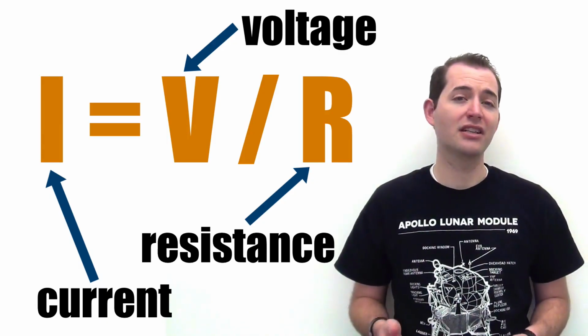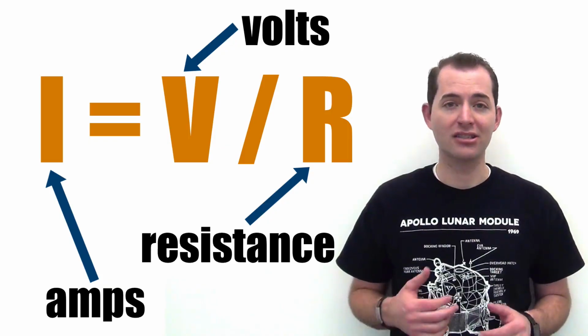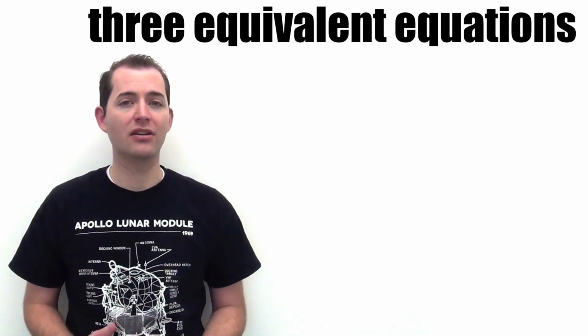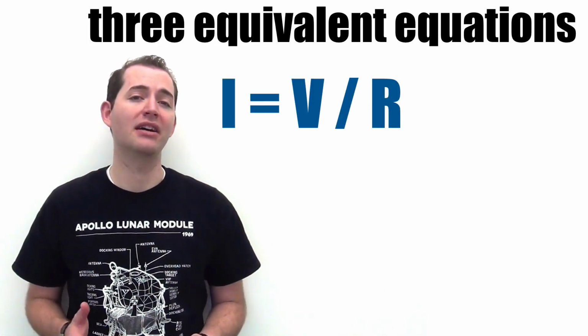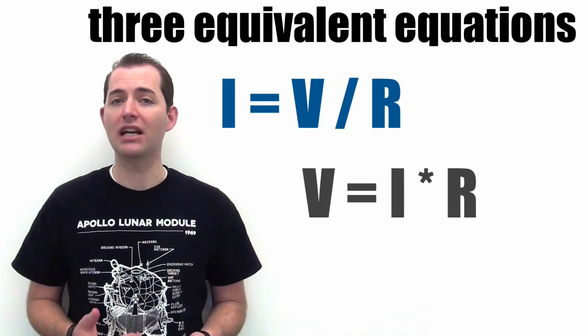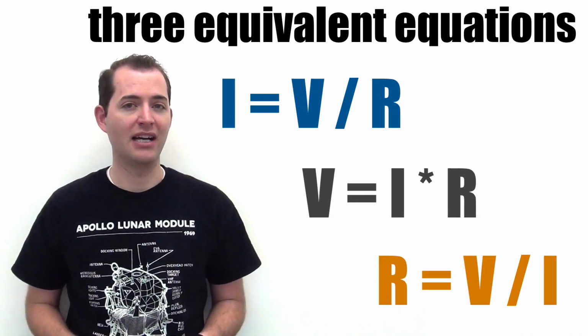Now, current is measured in amps, voltage is measured in volts, and resistance is measured in ohms. Using algebra, we arrive at 3 equivalent equations. The one we first stated, which is I is equal to V divided by R, V equals I times R, and R equals V divided by I.